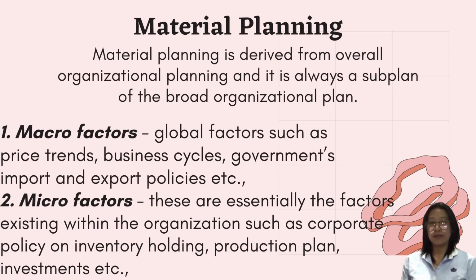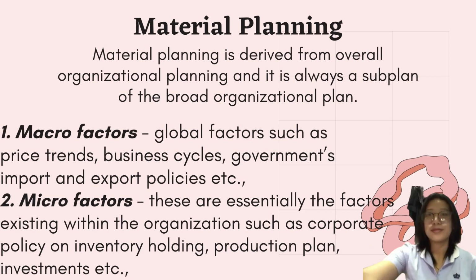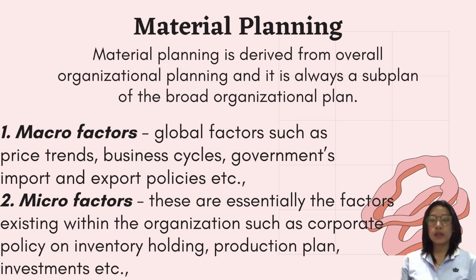Material planning. Material planning is derived from overall organizational planning, and it is always a sub-plan of the broader organization plan. Number 1, macro factors. Global factors such as price trends, business cycles, governments, import and export policies, etc. Number 2, micro factors. These are essentially the factors existing within the organization, such as corporate policy and inventory holding, production plan, investment, etc.